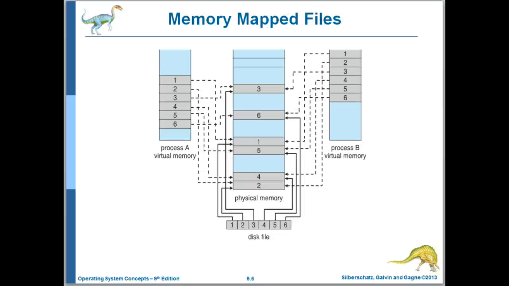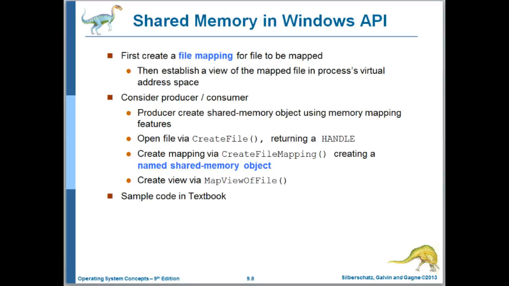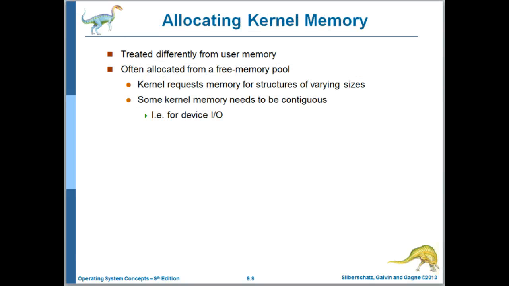So here's an illustration, and also note that processes A and B here are utilizing shared memory on top of the memory mapped I/O. And here's a cleaner illustration of that concept. I'll skip this slide. Kernel memory allocation is treated differently than user memory allocation for two main reasons.